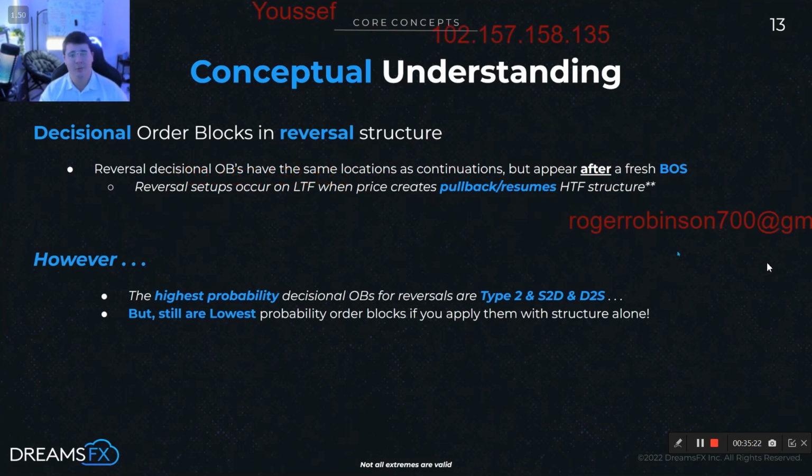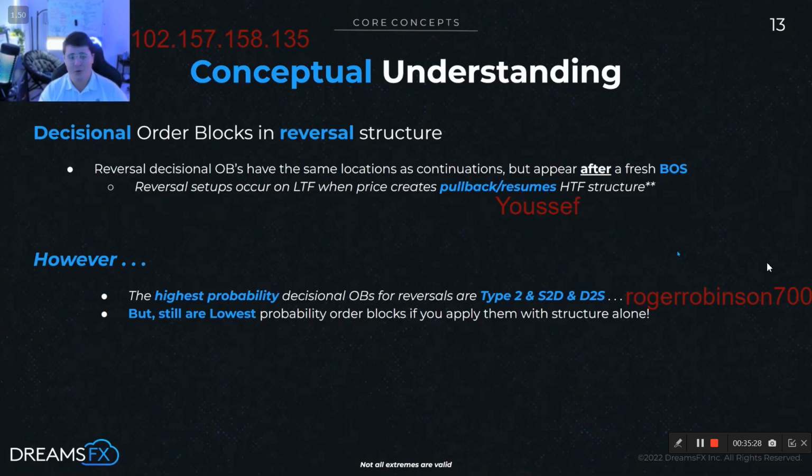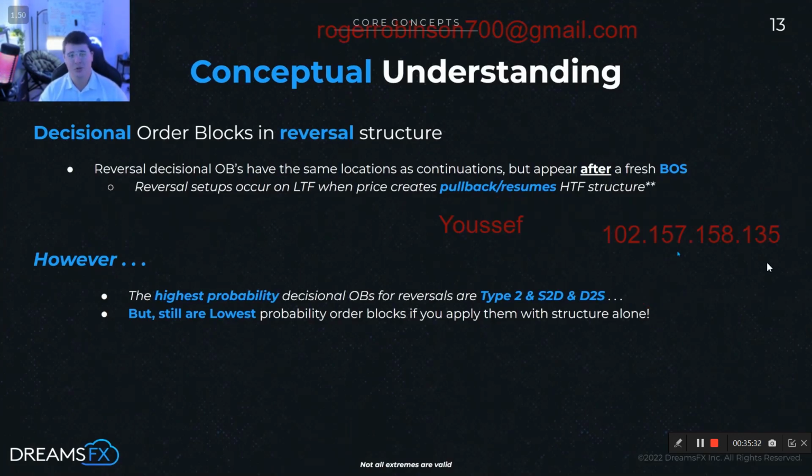That is going to be the next order block video that you're going to be learning about. However, keeping in mind, order blocks in this nature from decisional and reversal structure are still the lowest probability if you try and apply them with structure alone. It's like a double whammy, per se.